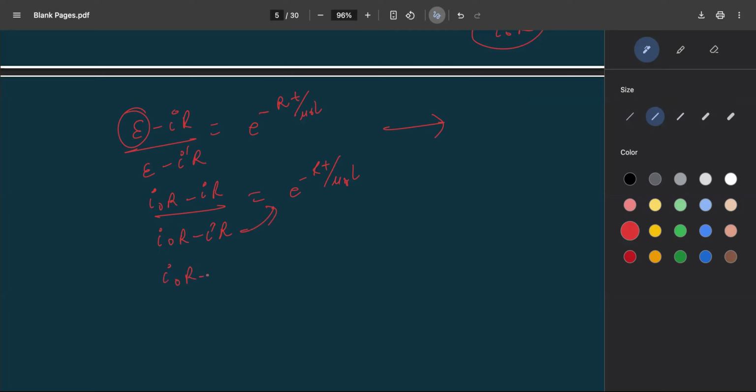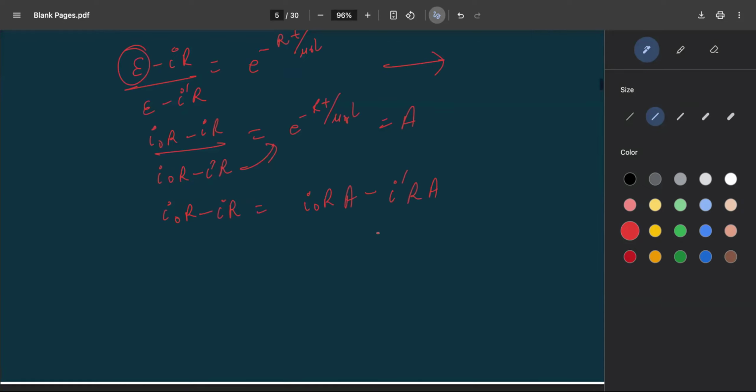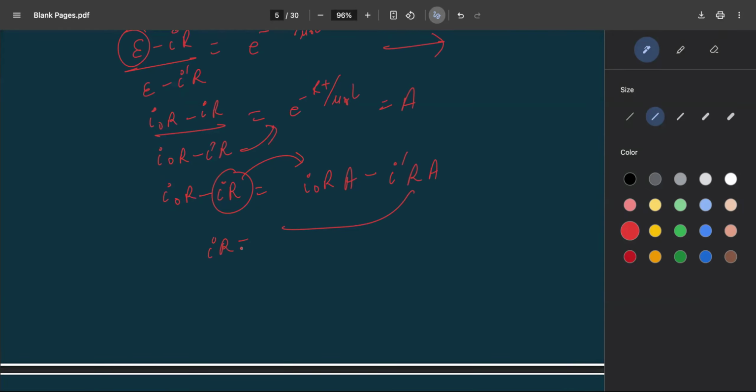You are going to get I naught R minus I R is equal to I naught R minus I dash R times A. Let's call this A, because I'll just take it as a constant at the end of the day. What I want is this I on one side and the rest of them on the other side. So I R is equal to I naught R, this to the other side also, so this becomes minus I naught R A. This goes to the other side, so it will become plus I dash R A.